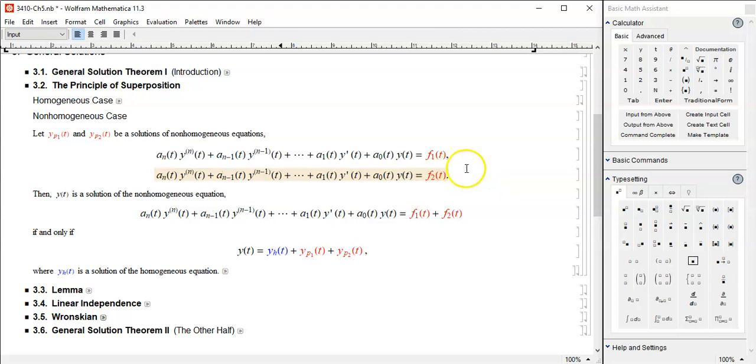Oops. Okay, that's better. So yp1 is a solution of the first non-homogeneous equation. yp2 is a solution of the second non-homogeneous equation. Then y of t is a solution of this equation, given by adding these two together, if and only if y is the sum of those particular solutions plus the homogeneous solution. That's the principle of superposition.